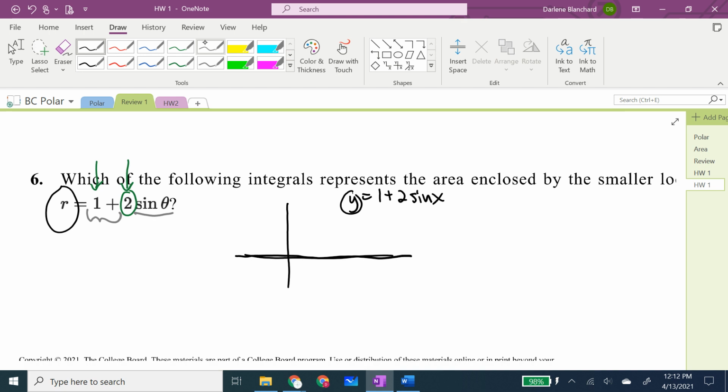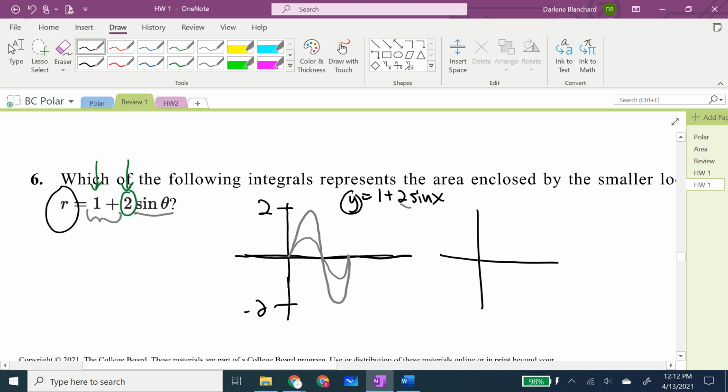Now, you know your basic sine graph. Then we multiply by 2. And then we move everybody up 1 unit, which means 3, and then up 1 unit 1, and up 1 unit -1. And you can see where it crosses the x-axis here.